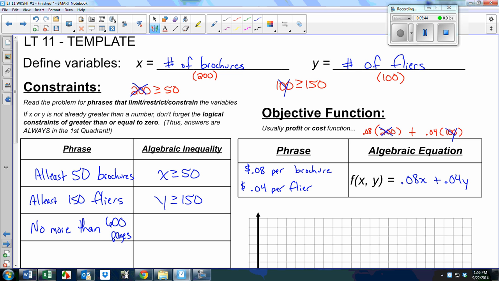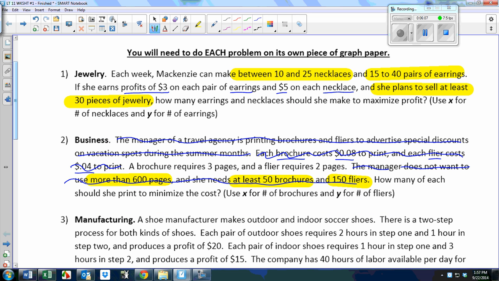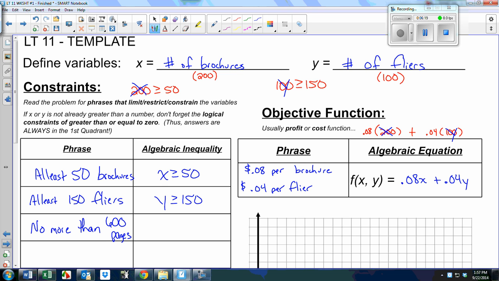It's the last one that's kind of tricky. It's the last one that we're going to have to go back and read the problem again. Do we have enough pages, 600 pages, to make 200 brochures and 100 flyers? The reason we have to go back to the problem is I need to know how many pages a brochure takes. So I'm going back to the problem, and it says a brochure takes 3 pages, which means if I'm going to make 200 brochures, I'm going to take 200 and triple it, because it's going to take 3 pages for every brochure.